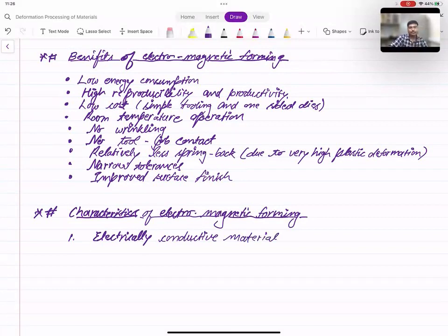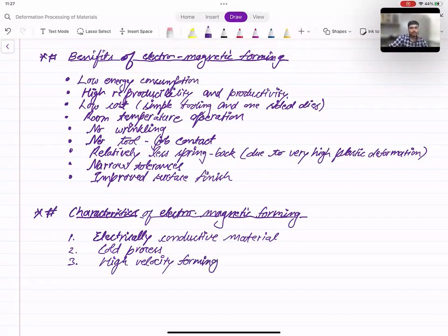And the next one is that it is a cold process. We have seen earlier also that it can be done at room temperature. So this is a cold process. And one more thing here is that it is a very high velocity forming process, so this is high velocity forming.